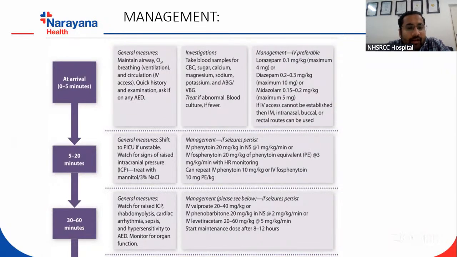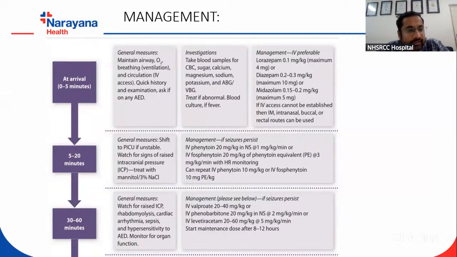Preferably the child should be kept in the PICU till the child is stabilized. Signs of raised ICP should be monitored and treated appropriately. If seizures persist, the child can be started on IV fosphenytoin, which is preferred over phenytoin. Fosphenytoin is given at 20 mg per kg of phenytoin equivalents with heart rate monitoring. We can repeat IV phenytoin or fosphenytoin after 10 to 15 minutes of the previous medication.